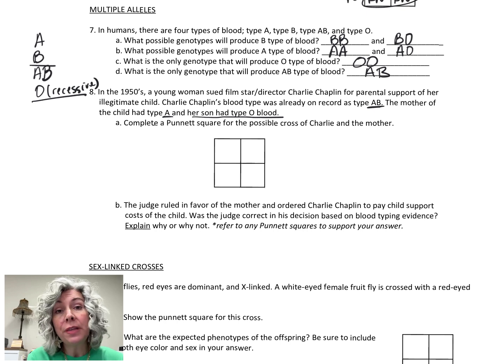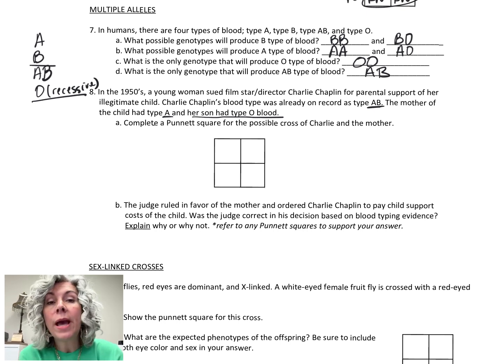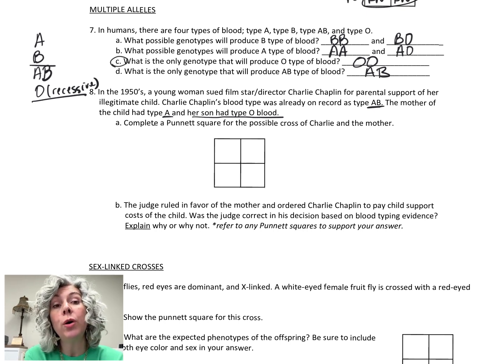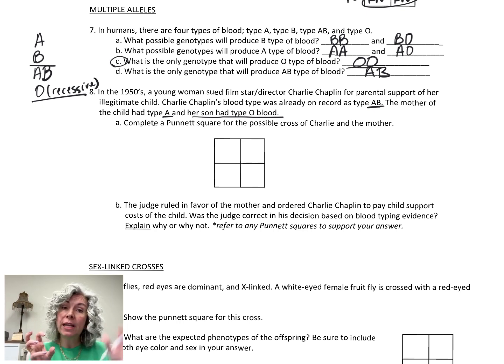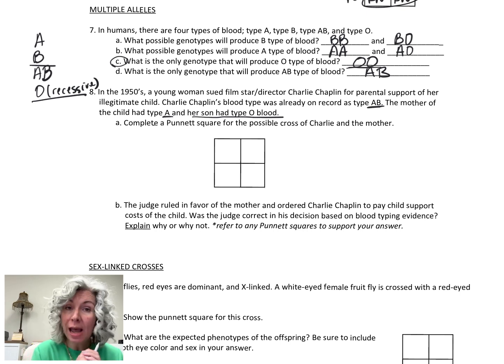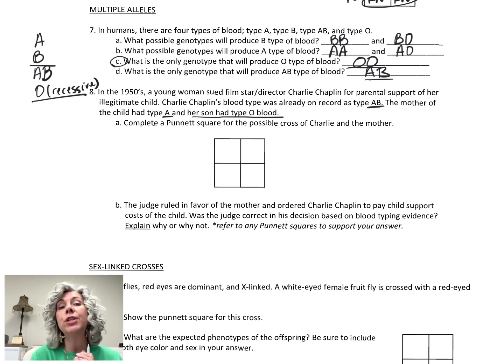All right, for you thinkers out there, you already know the answer to whether or not Charlie Chaplin is the father or not, right? Because the only way you can have O blood, look at our letter C right here, is if you have two O's, which means you have to get an O from your mom and you have to get an O from your dad. Well, Charlie Chaplin, my friends, was AB. He didn't have an O to donate. He is not the father.